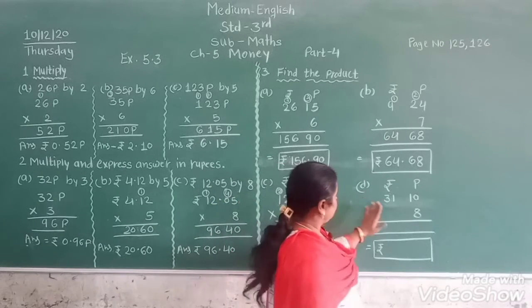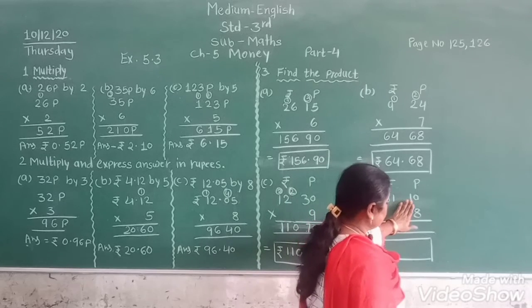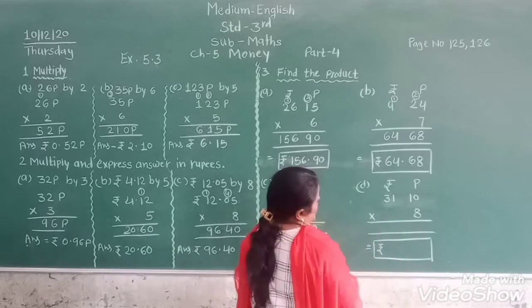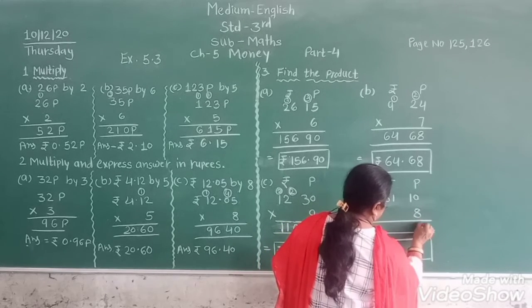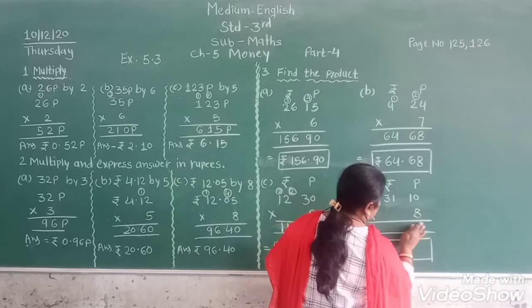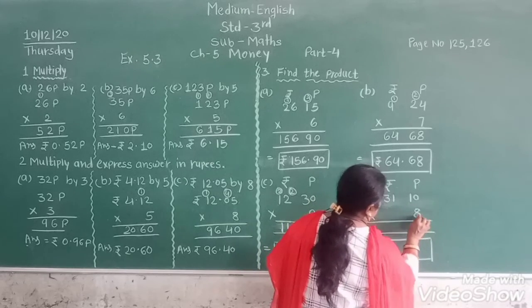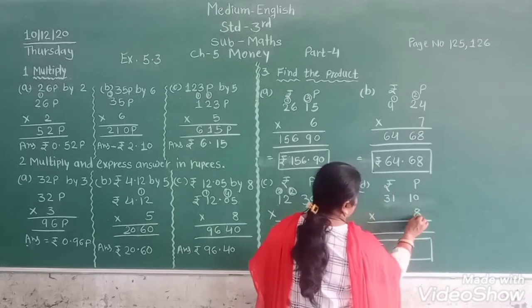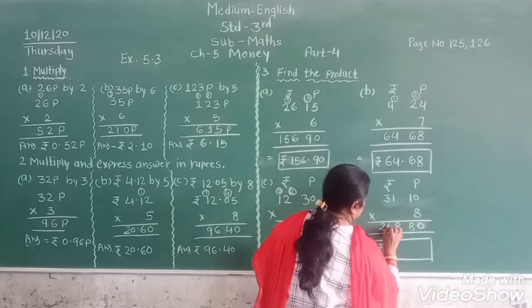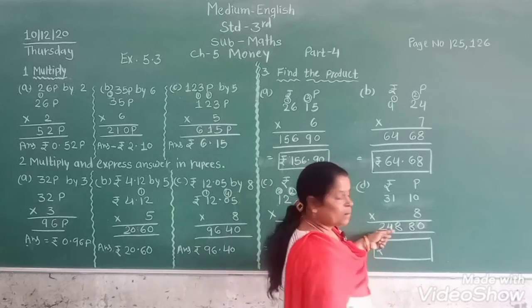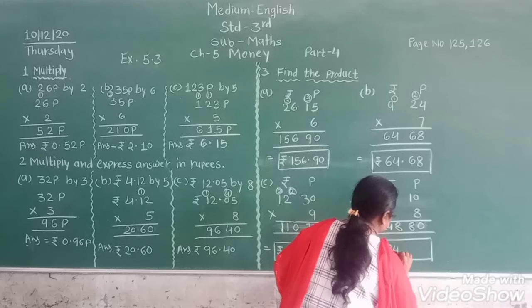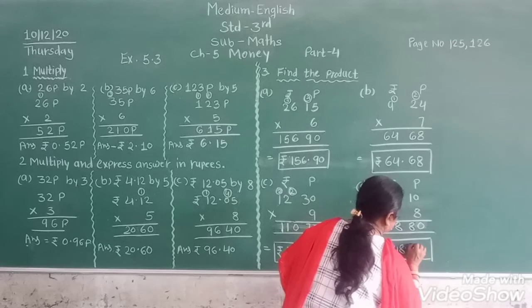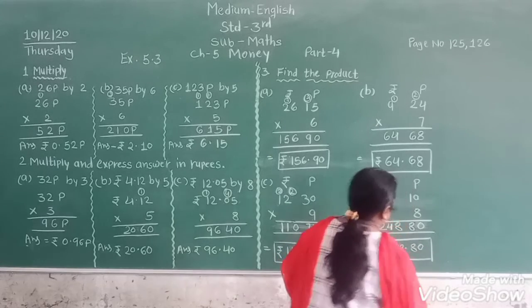Now D number sum, 31 rupees and 10 paise. So 8 0s are 0, 8 1s are 8, 8 1s are 8, 8 3s are 24. 248 rupees 80 paise. So we write here rupees 248 and 80 paise. Okay.